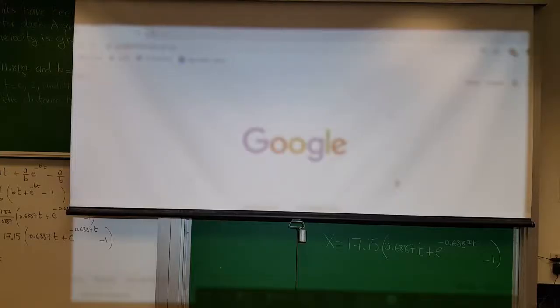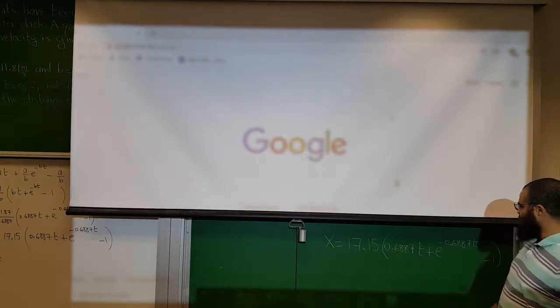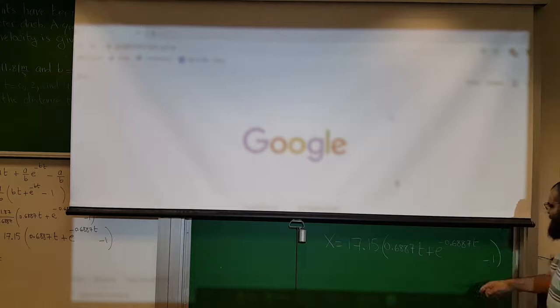So welcome back. I have now turned on my computer, and for reference, I wrote down the equation here that we would like to solve. We have this equation. X is 17.5 times the stuff in parentheses, and the stuff in parentheses is 0.6887t plus e to the minus 0.6887t minus 1, and we would like to figure out what t is when x is equal to 100.